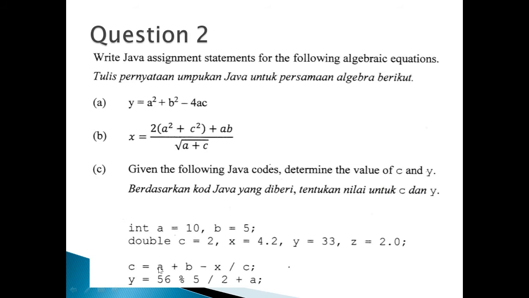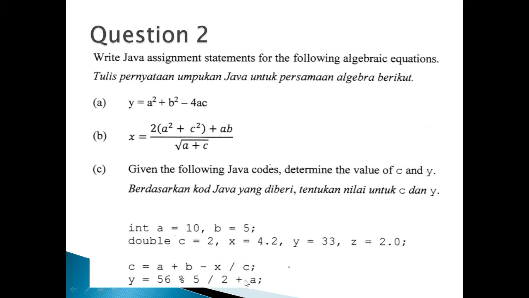And then 10 plus 5, you get 15. 15 minus 2.1, we get 12.9. Okay. The next one, 56 modulus 5. So 56 modulus 5, remember modulus is remainder. So the baki dia adalah 1. 1 bagi 2, jawapan dia integer divide by integer, kosong. Dia bukan 0.5, kosong. Dia akan kosong.